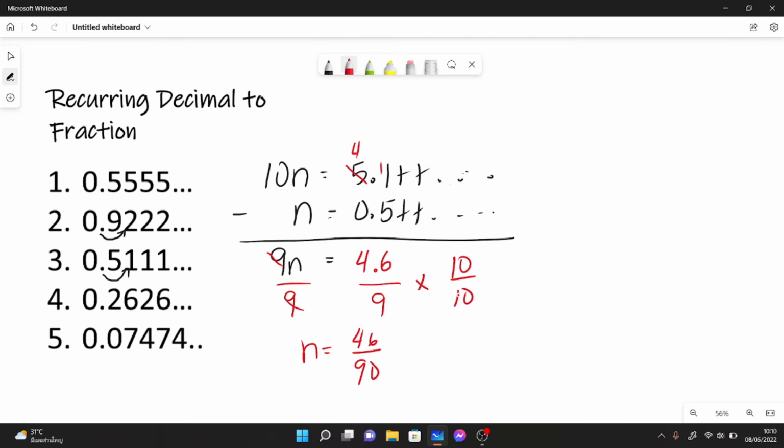Now, if you want to simplify it, it's up to you. But for now, this one is all right. 46 over 90. It depends on your teacher. If your teacher wants you to simplify it, then you must simplify. Follow the instruction of your teacher. But for this video, for now, 46 over 90 is fine. So next, number 4.